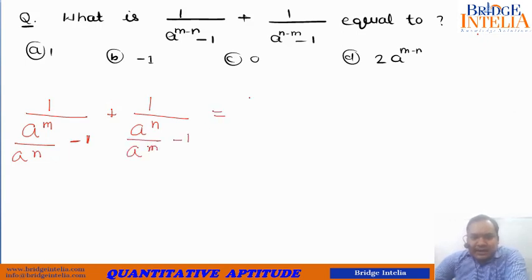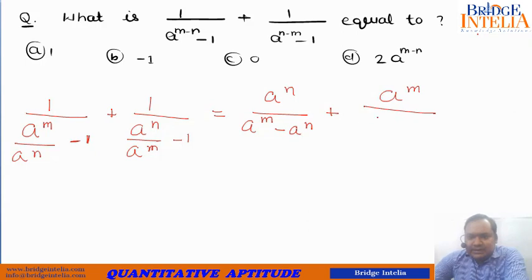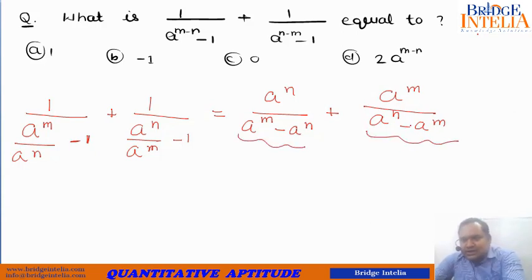If you expand this further, what do you get? You will get a to the power n divided by a to the power m minus a to the power n, plus a to the power m divided by a to the power n minus a to the power n. Now see something, look at the denominators. These two denominators are made of the same terms but of opposite signs. So what to do? Now let me rewrite.